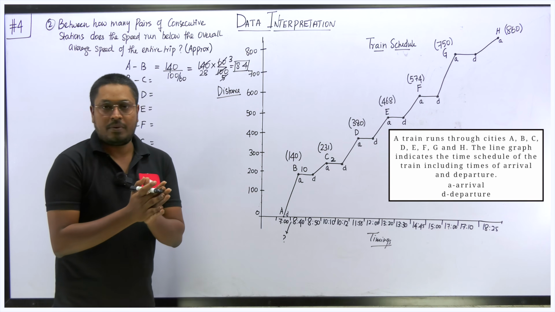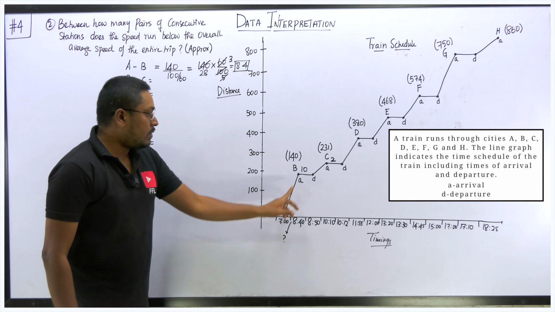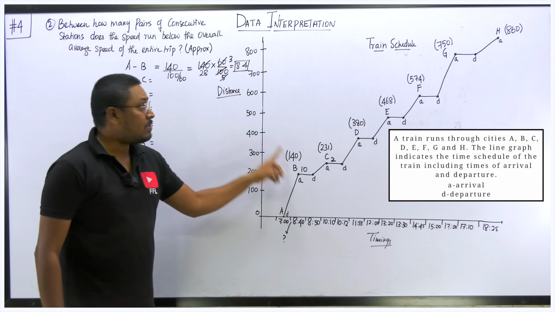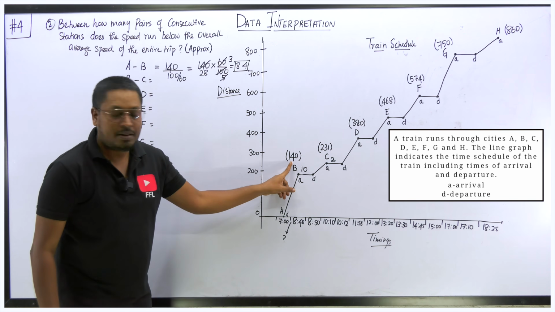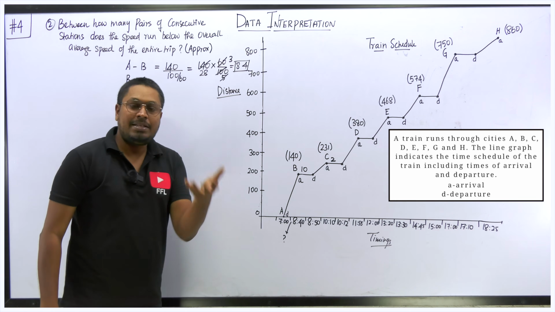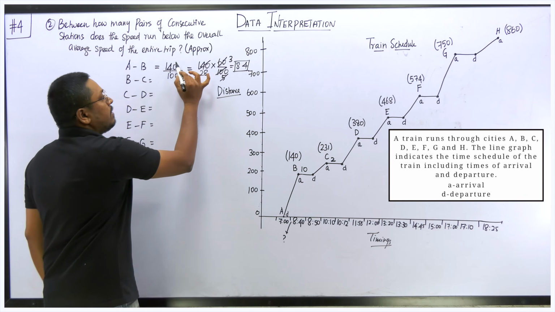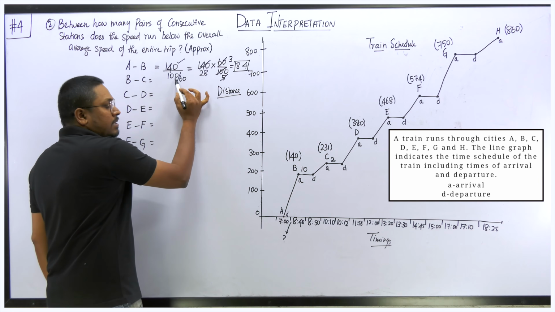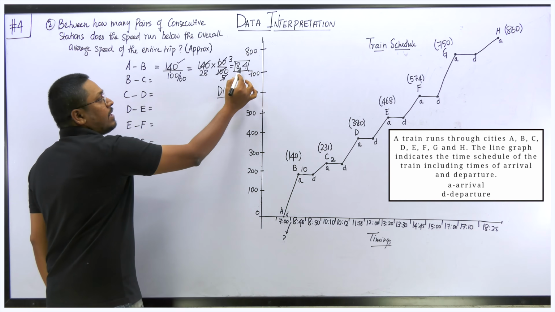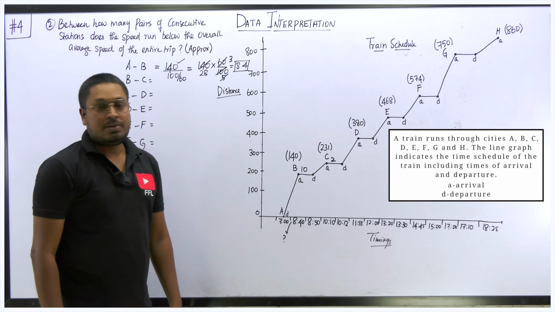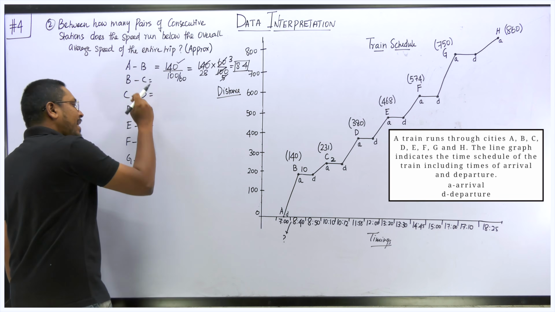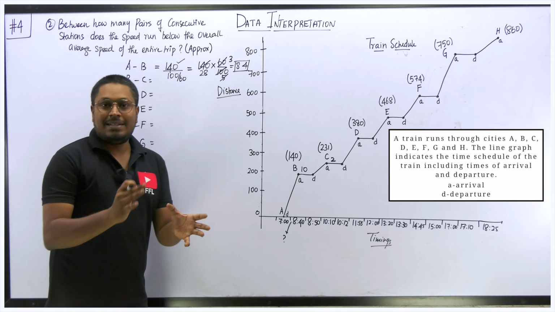So friends, understood how I found it, right? Initially, from station A to station B, the total distance traveled by the train is 140 kilometers. All the values are in kilometers, right? 140 kilometers, and the time taken will be 1 hour 40 minutes. In order to calculate, speed is equal to distance by time. So distance will be 140, time will be 100 minutes. In order to convert into hours, divide by 60, so 100 by 60, so finally 84 kilometers per hour. So from city A to city B, the speed will be 84. Similarly, we have to calculate for all the consecutive stations, right?